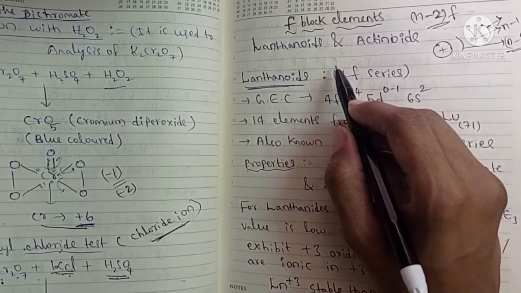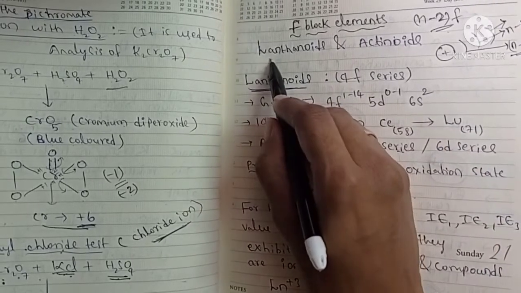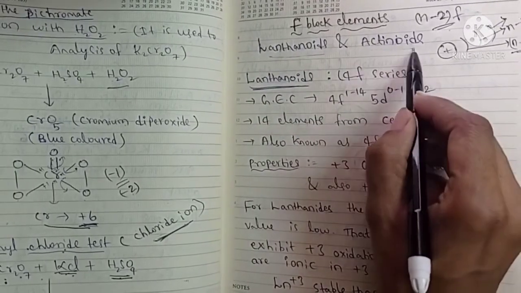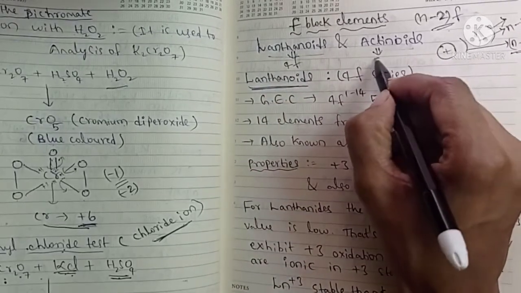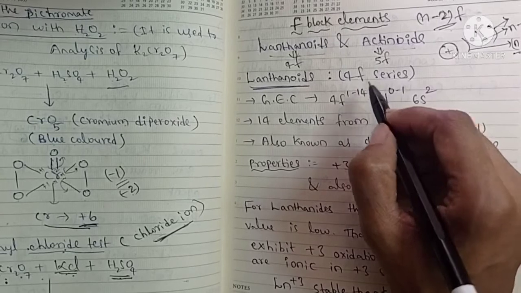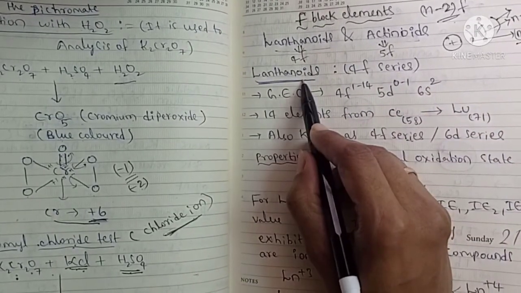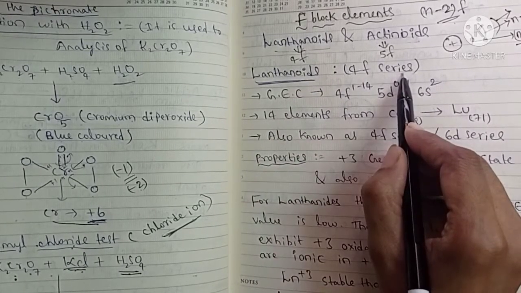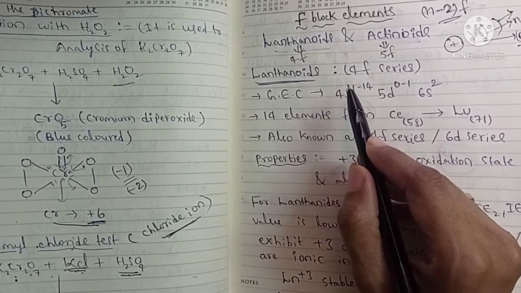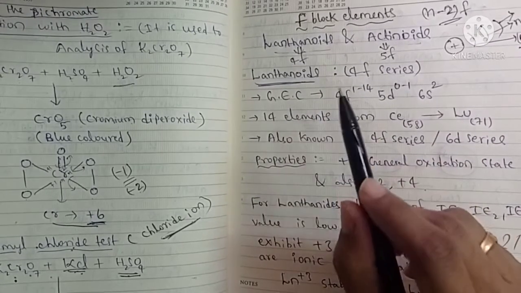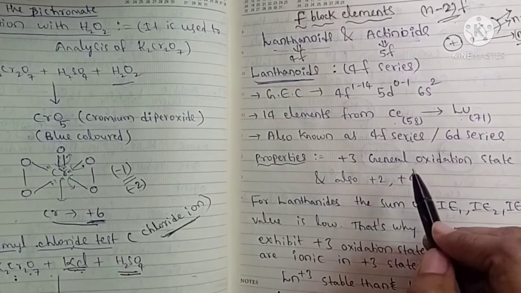F-block elements are arranged at the bottom of the periodic table and they contain two series, lanthanoids and actinoids. Lanthanoids are known as the 4f series and actinoids are known as the 5f series. Today we will discuss lanthanoids. Lanthanoids are 4f series elements. They also belong to the 6th period, because after lanthanum the elements from cerium to lutetium are arranged below the periodic table.